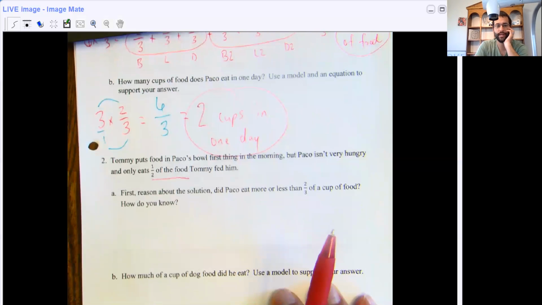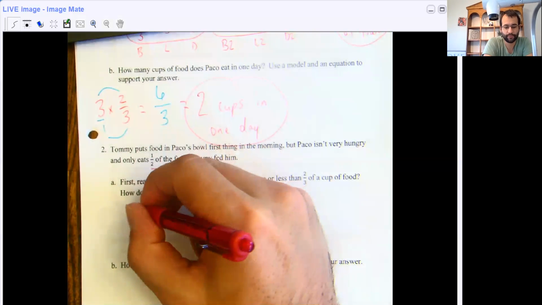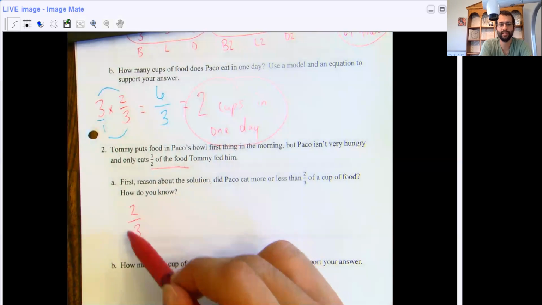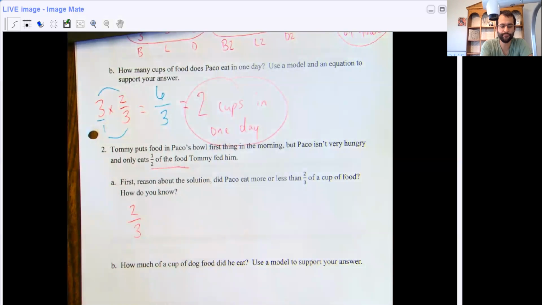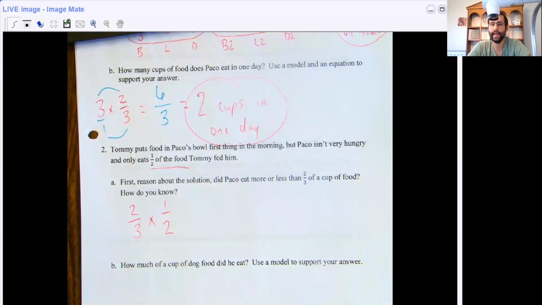So Tommy wakes up, he comes downstairs, he gives Paco his 2/3, but this time he only eats half of it. So how am I going to be able to split my 2/3 in half? I'm going to multiply by 1/2, because he only eats half. If he ate the whole thing, it'd be times 1, and I know that it would equal 2/3, but I'm multiplying by 1/2.